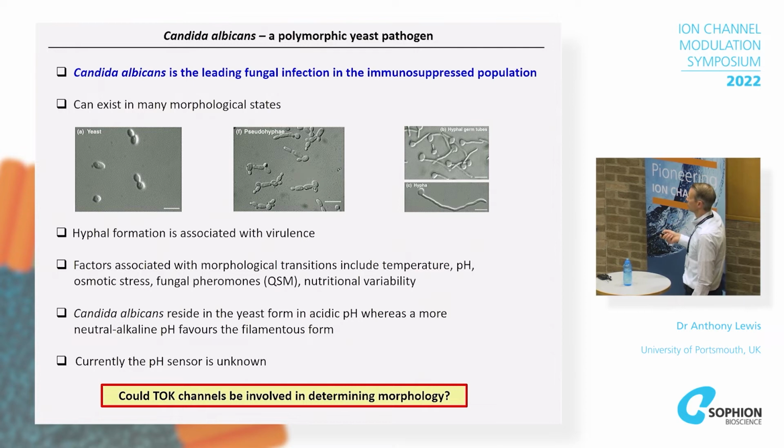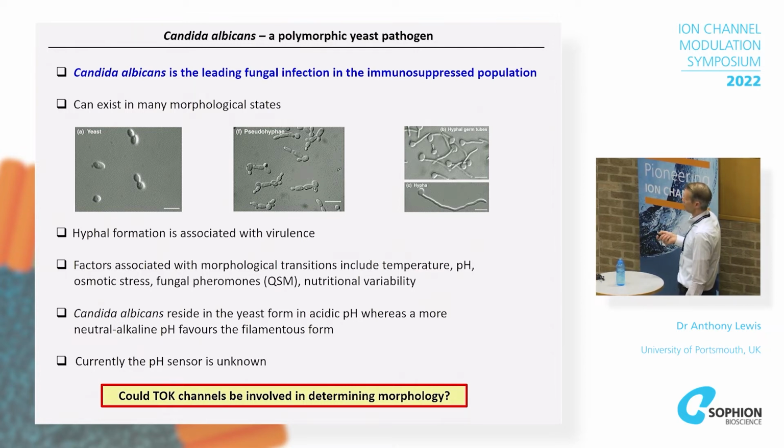The cues that dictate whether the yeast is in the yeast form or the hyphal form range from body temperature, for example, to pH, and fungal pheromones such as farnesol, which is excreted by Candida albicans itself. For example, in acidic pH, the yeast likes to reside more in this form, and when you change the pH to more alkaline or neutral, it tends to induce hyphal formation. So the question was, are TOK channels involved in controlling any of these morphological transitions?